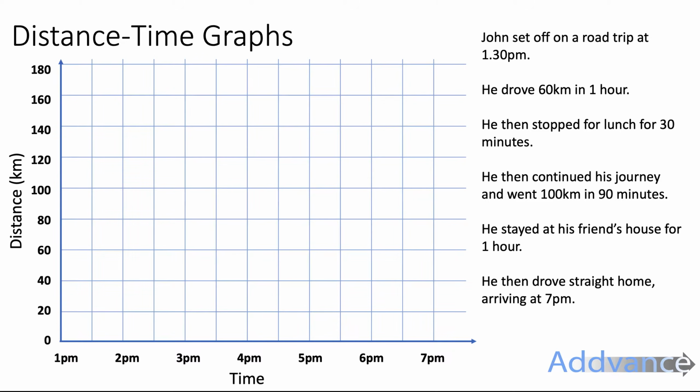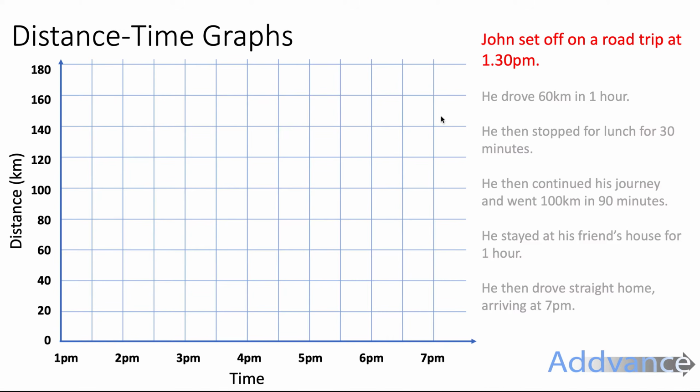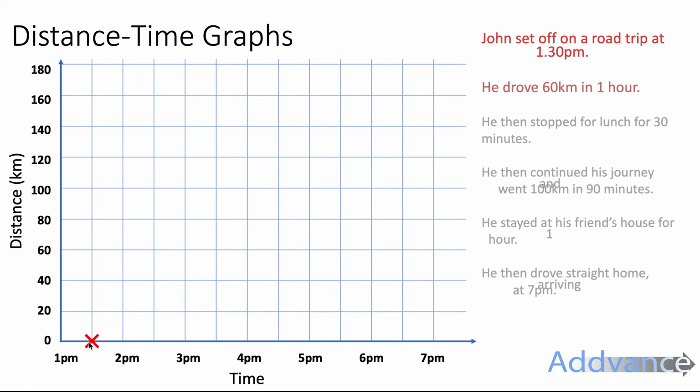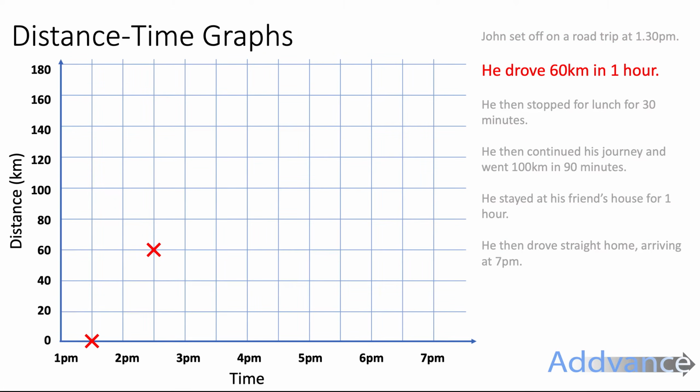Now we're going to draw a distance time graph for John's journey, and it says John set off on a road trip at 1:30 p.m. So he put an X here at 1:30 where he started. He started at 0 kilometers away, so at 1:30 he was 0 kilometers away. Then he drove 60 kilometers in 1 hour. So 1 hour later he is 60 kilometers away. And we connect that up with a straight line.